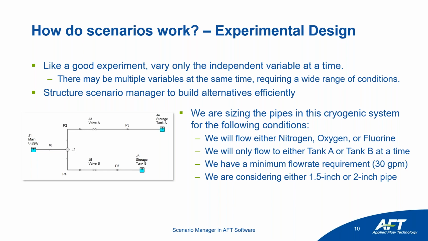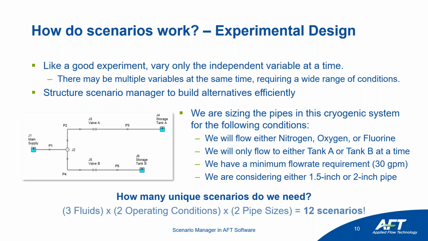So you can imagine going through this one by one, making individual files. It's going to be a lot of information, but we can structure our scenarios to make it pretty simple to evaluate all these different cases. One question that I would try to answer before doing this type of analysis is how many unique scenarios do we need? So we have 3 different fluids: nitrogen, oxygen, and fluorine. Each of those fluids have 2 unique operating conditions for flow to tank A and flow to tank B. And then we're going to be evaluating 2 different pipe sizes for all of those different cases. So in total, we're going to be trying to build out these 12 different scenarios.